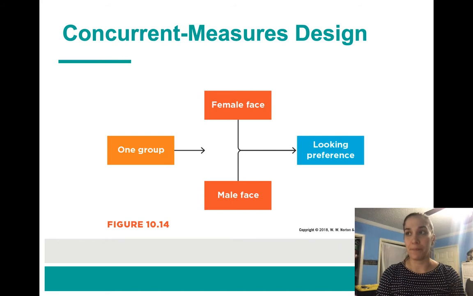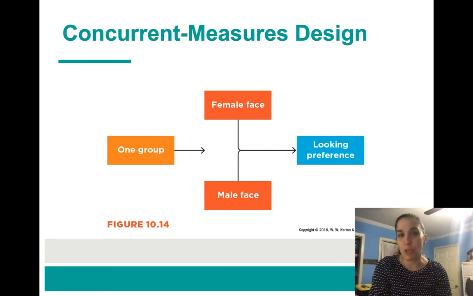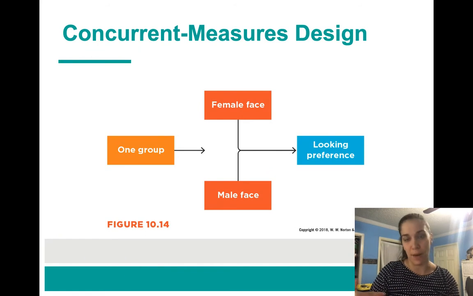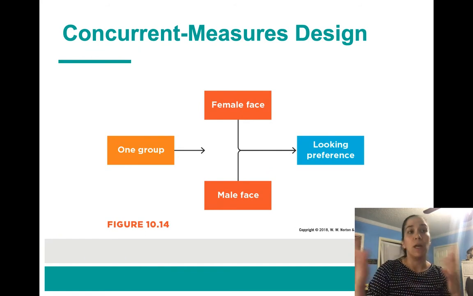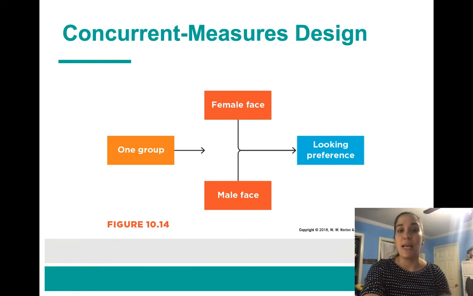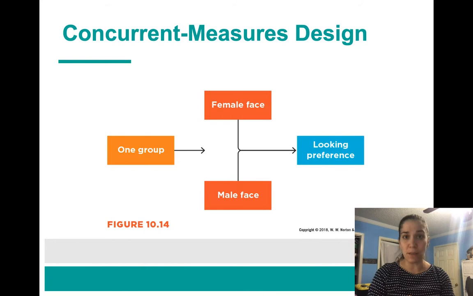All right, so a concurrent measures design is essentially where you present both levels of the independent variable at the same time. So a within subjects design in general is where all your participants are exposed to both levels of your independent variable, or all levels of your independent variable, whether you have 2, 3, 6, whatever. In this case, we only have 2. But a within subjects design is where you expose all of your participants, every single one of them, to every level of your independent variable. A concurrent measures design is where you expose your participants to both levels at the same time.